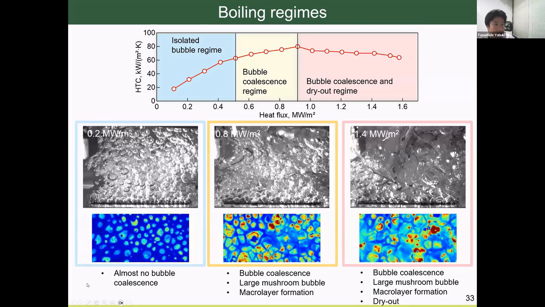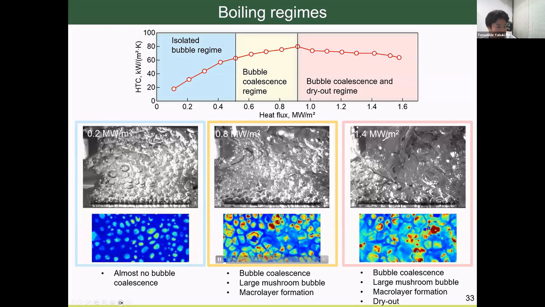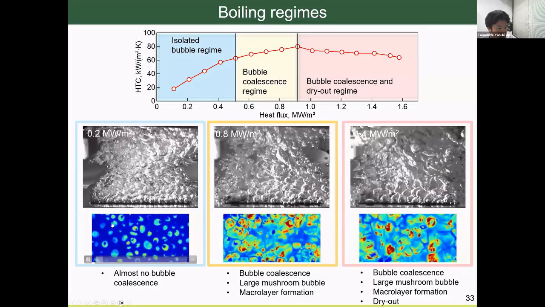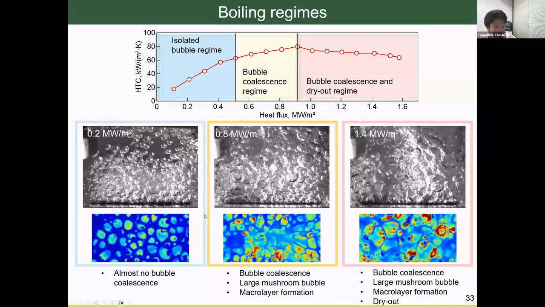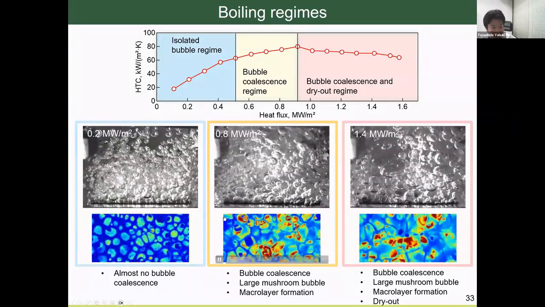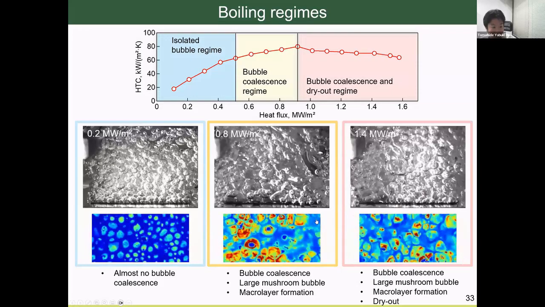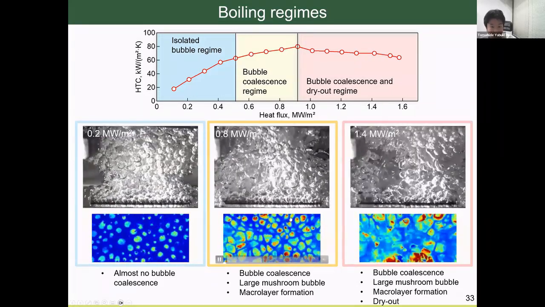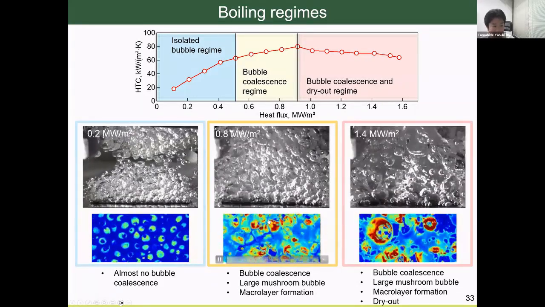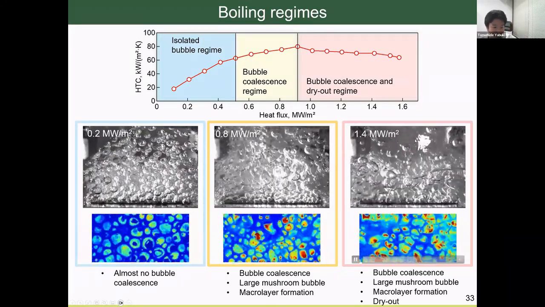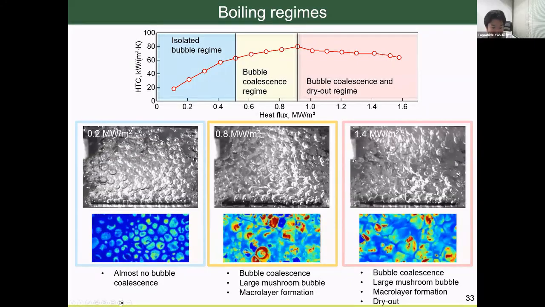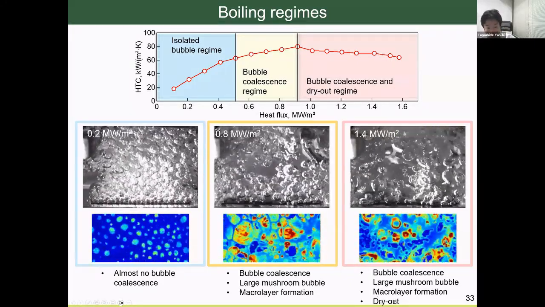For surfactant solution, the boiling curve can be classified into 3 regimes, and in the isolated bubble regime, there's almost no bubble coalescence. And even in the surfactant solution, in high heat flux condition, there is bubble coalescence, and this bubble coalescence forms a large mushroom bubble and macrolayer and a large dry patch under the mushroom bubble.